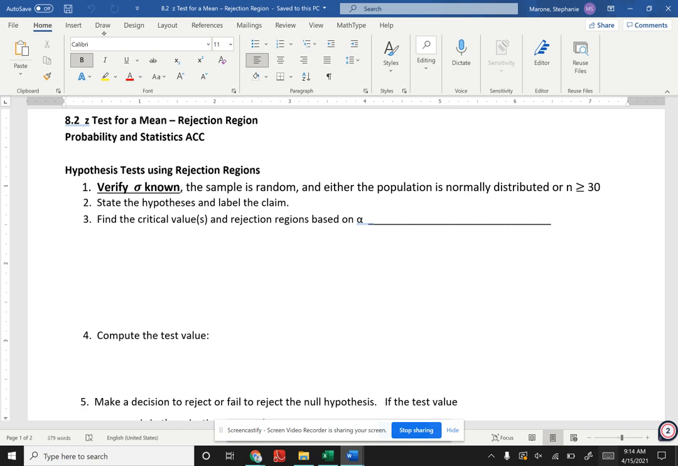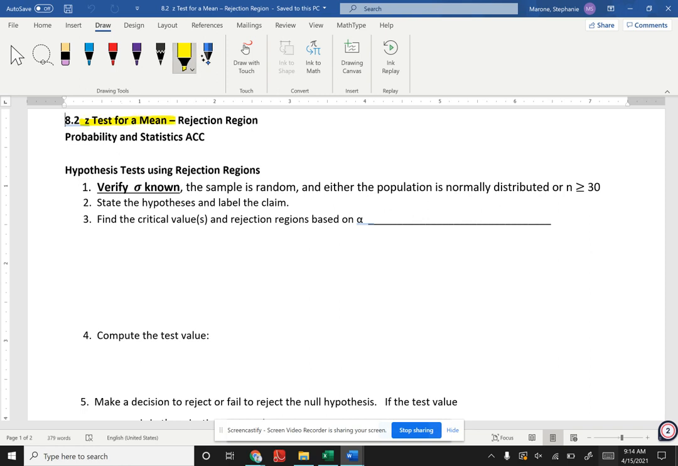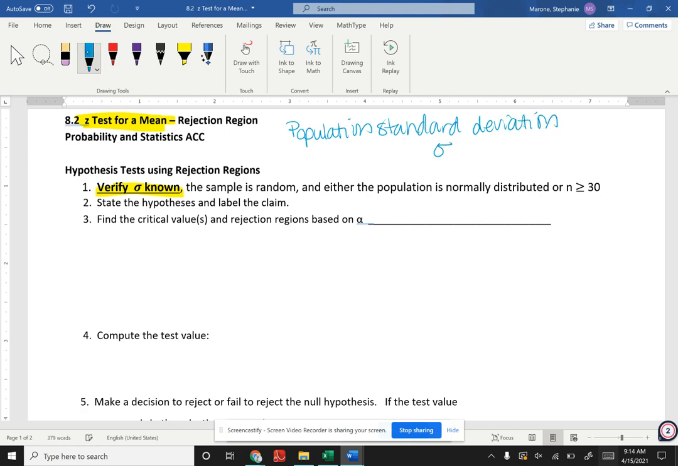So a z-test for the mean when the population standard deviation is known. Just like chapter 6, when we use a z-test, the population standard deviation is known. We don't want to write that word over and over again, so we use the sigma notation. If we know the population standard deviation, then it is a z. Section 8.3, we will not know the population standard deviation, so we use t.